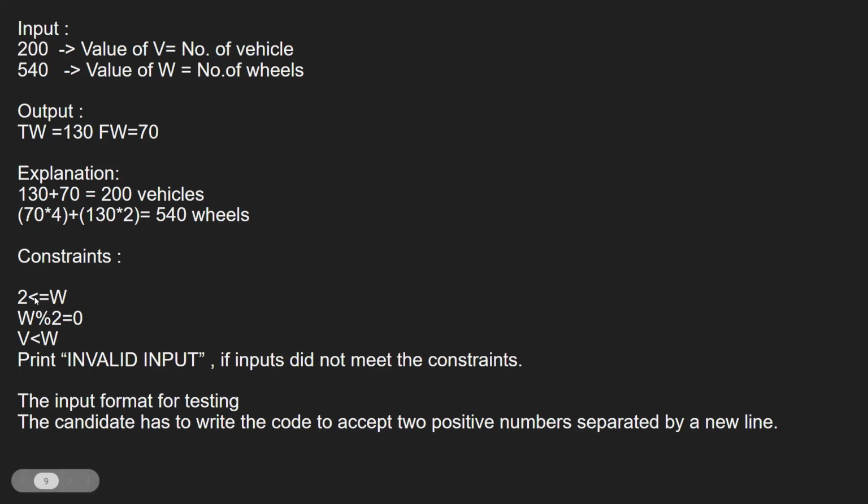The constraint given to you is that the number of wheels should always be greater than or equal to two. And if the given data is not valid, then you need to print invalid. Sometimes it happens in some test scenarios that the given data is not correct. In that case, you need to print invalid input. So you need to remember this. Okay, so let's get started with the coding section.